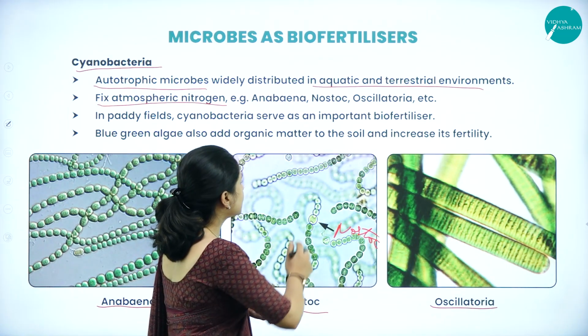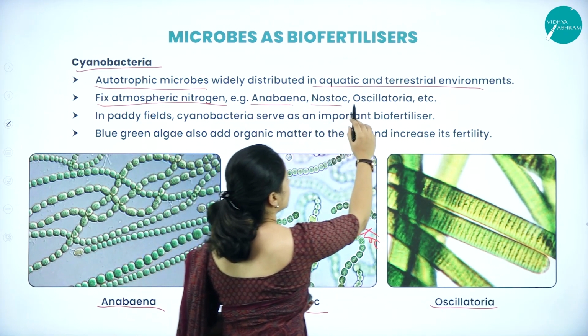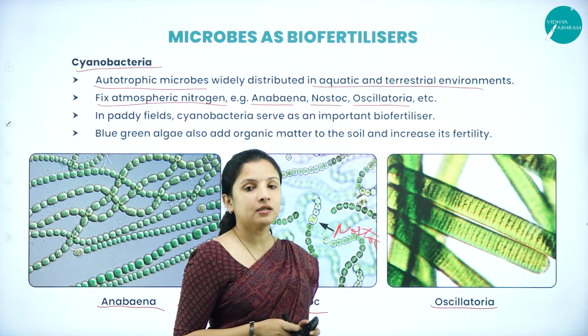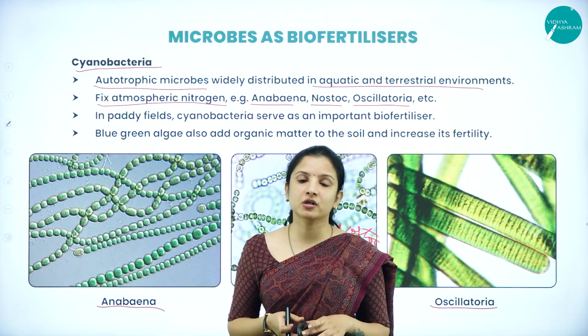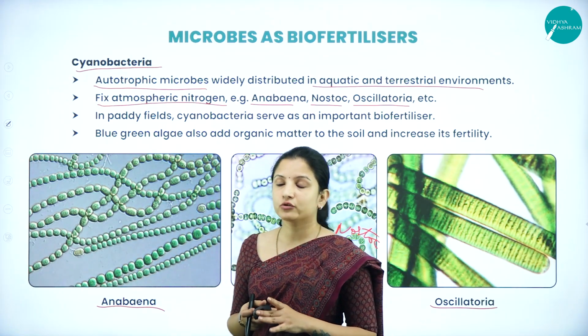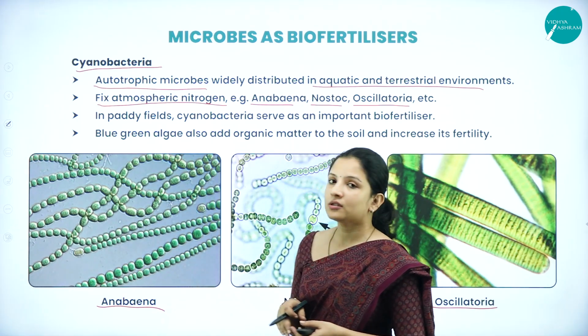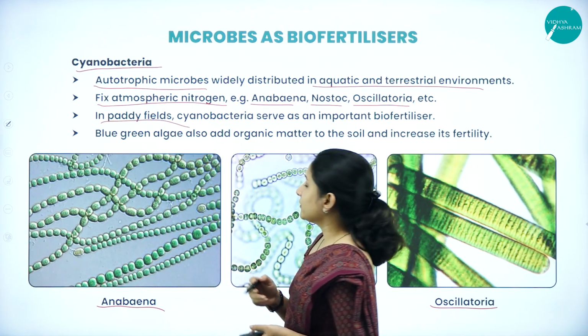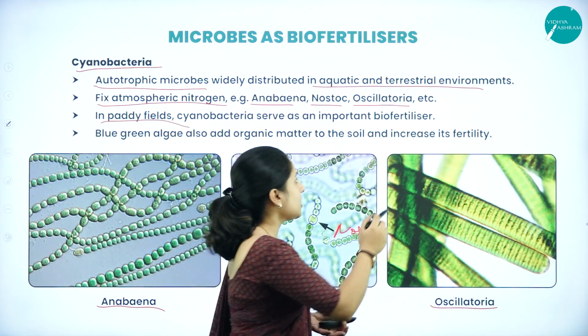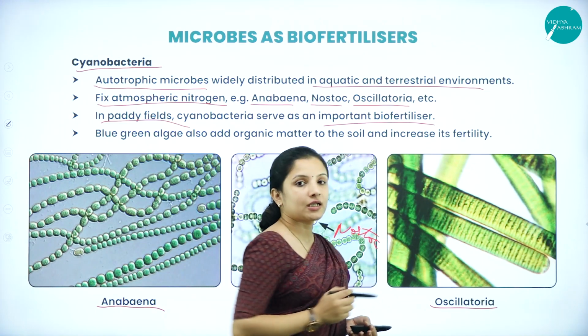So all these, that is Anabaena, Nostoc, Oscillatoria, all these are the nitrogen fixers. They help in fixing the atmospheric nitrogen, making nitrates available to the plants. And therefore, these cyanobacteria can be used in the paddy fields and they can serve as a very important biofertilizer.